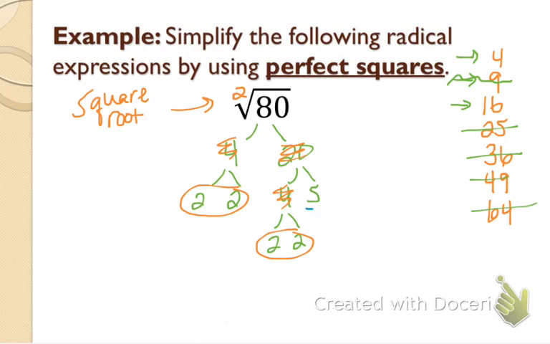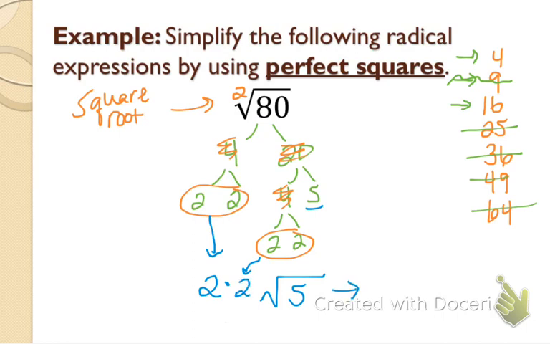So as we can see, 5 did not get paired. So that means in our simplified answer, we end up with the radical and the 5 goes inside. So the 5 becomes a radicand. The 2's, however, we're going to write the 2's once only for that group and once only for this group.